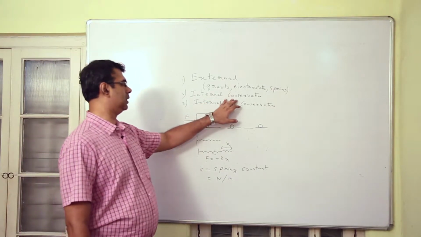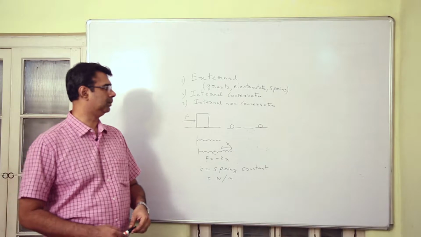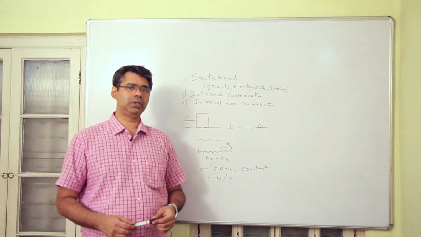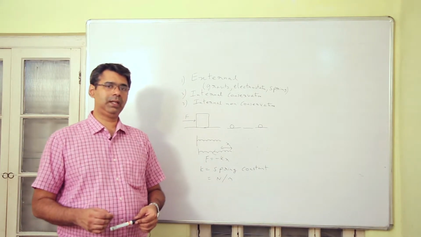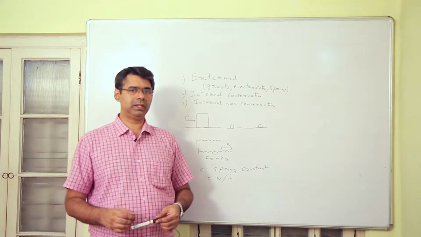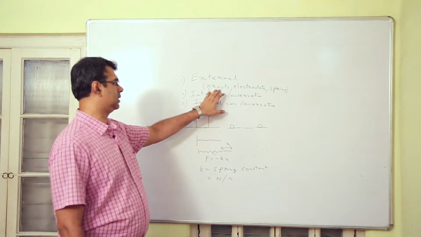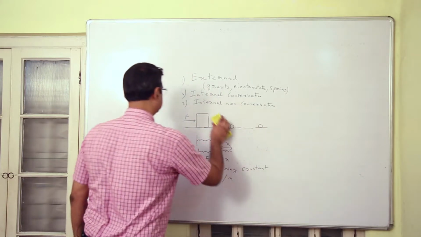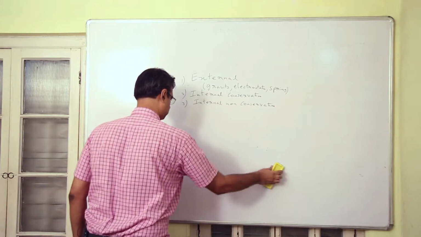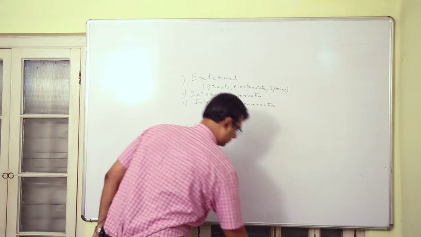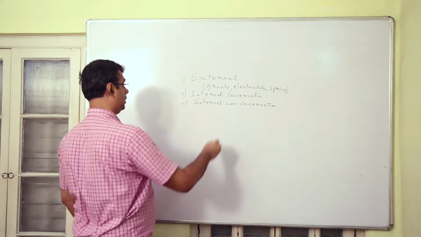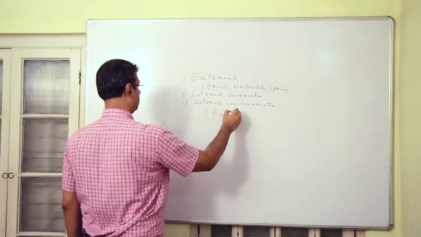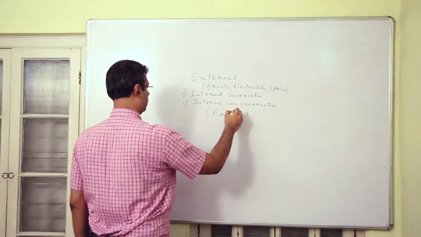So internal conservative forces, you can write down the definition. Internal conservative forces are those internal forces for which the work done in one round trip is always zero. These are the examples: gravity, electrostatic force and spring force. What about internal non-conservative forces? An example of an internal non-conservative force is friction.